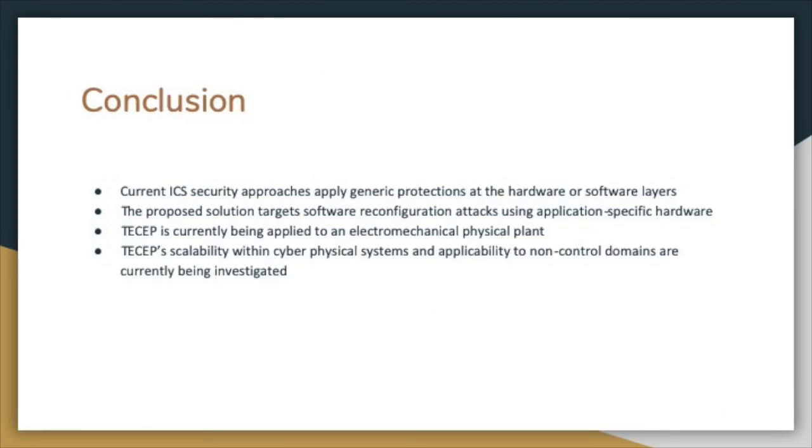So just as a recap, current approaches to industrial control system security apply only generic protections at the hardware or software layers to help isolate and secure applications. The solution proposed in this paper used application-specific hardware to mitigate specifically software reconfiguration attacks.